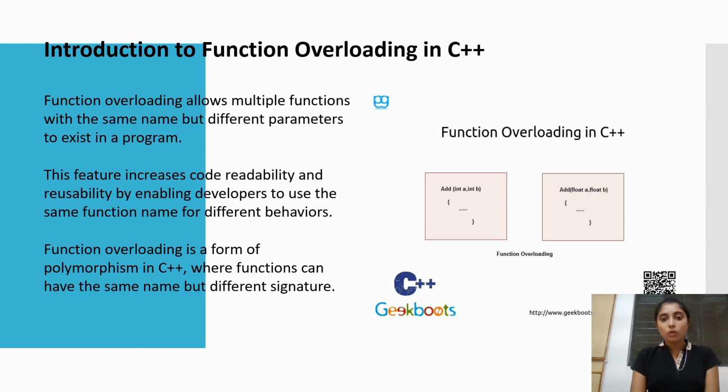Introduction to function overloading. Function overloading allows multiple functions with the same name but different parameters to exist in the program. Function overloading is a form of polymorphism in C++ where functions can have the same name but different signatures. This feature increases code reliability and reusability by enabling developers to use the same function name for different behaviors.